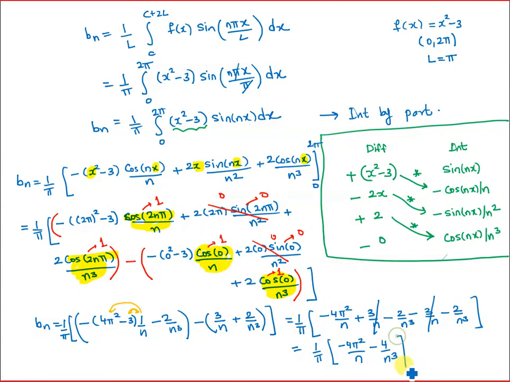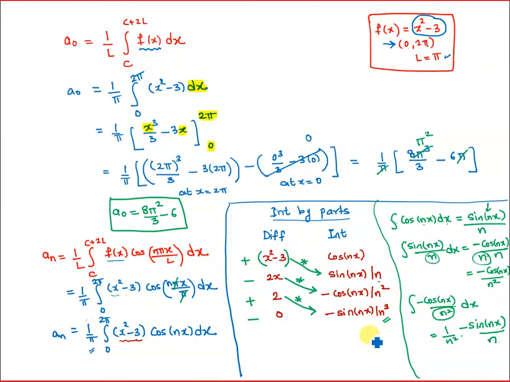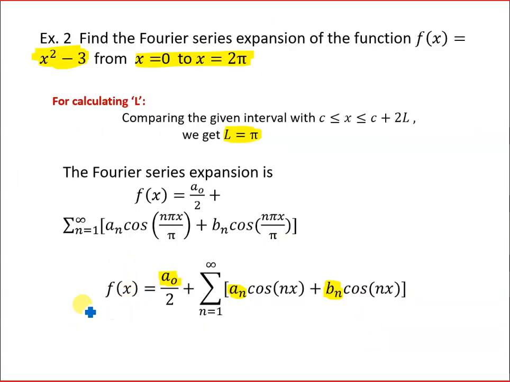Here you cannot cancel out pi because you don't have pi here in the final term. So once you get the value of a0, an and bn, substitute it in the main formula for Fourier series here. That will give you the final Fourier series expansion of the function x square minus 3.